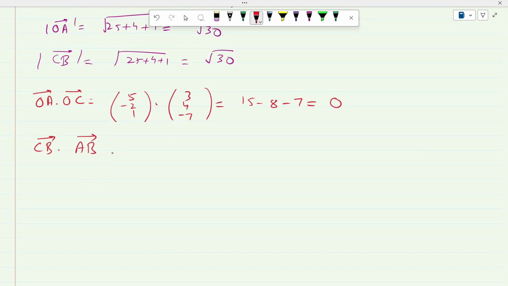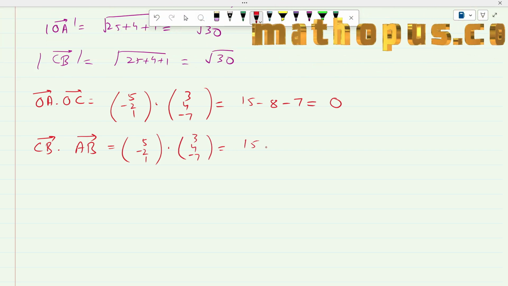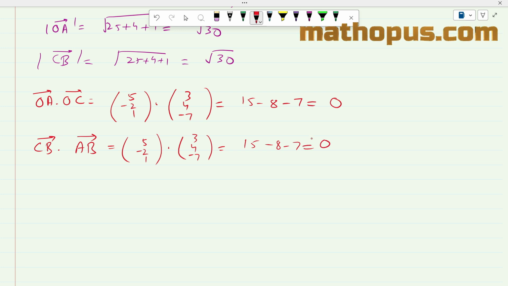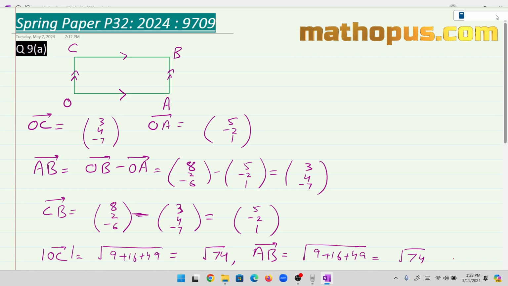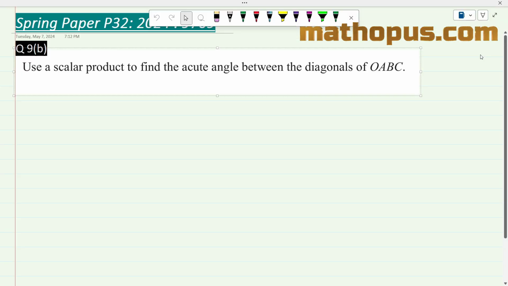So the CB vector is 5, minus 2, and 1, and AB is 3, 4, minus 7. Again, obviously the answer is the same: 15 minus 8 minus 7 is equal to 0. And the opposite sides are parallel and equal because the magnitudes and vectors are both equal. This shows that OABC is a rectangle.